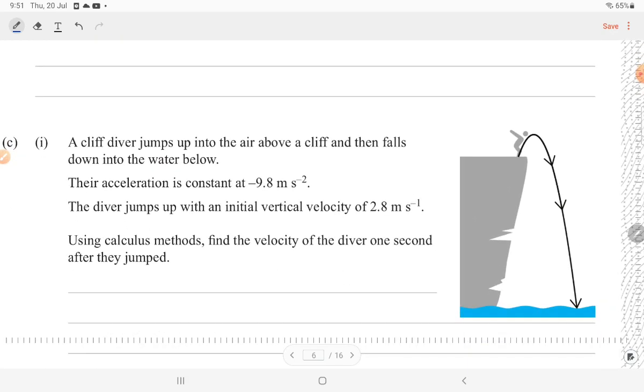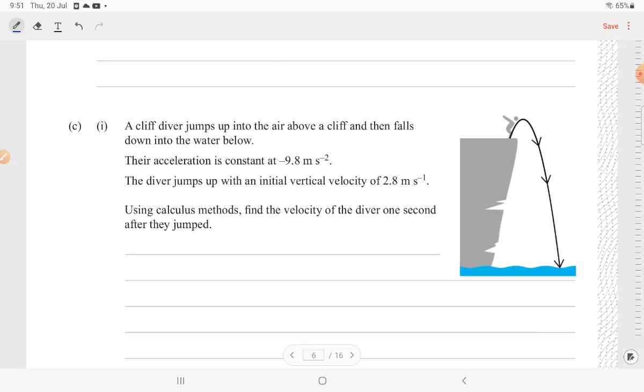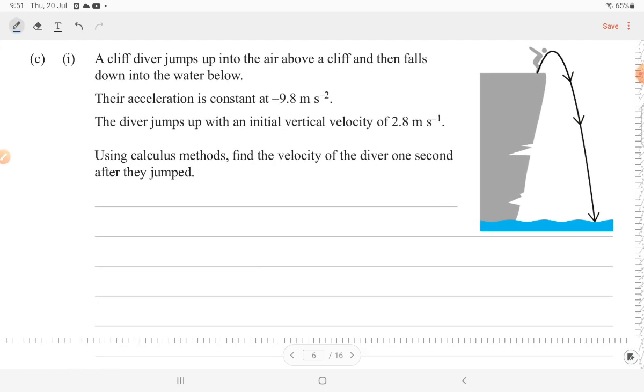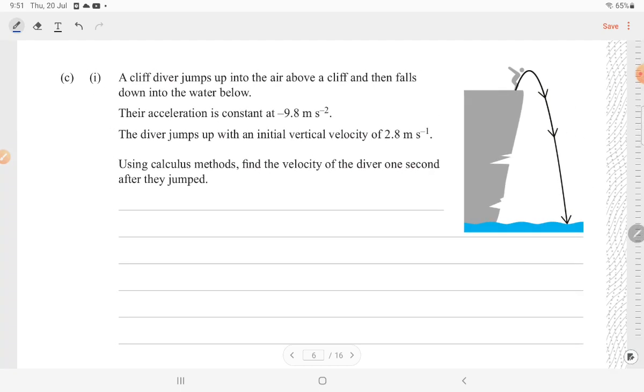A cliff diver jumps up into the air above a cliff and then falls down into the water below. The acceleration is constant at negative 9.8 meters per second squared. The diver jumps up with an initial velocity of 2.8 meters per second. Using calculus methods, find the velocity of the diver 1 second after they jump.